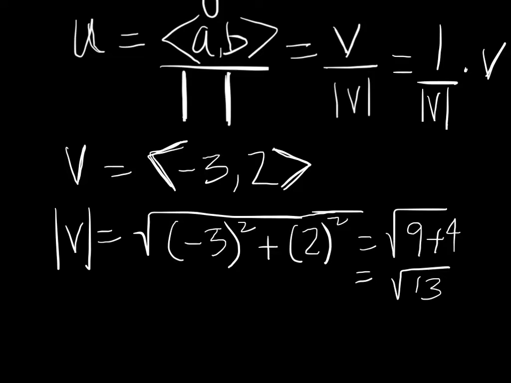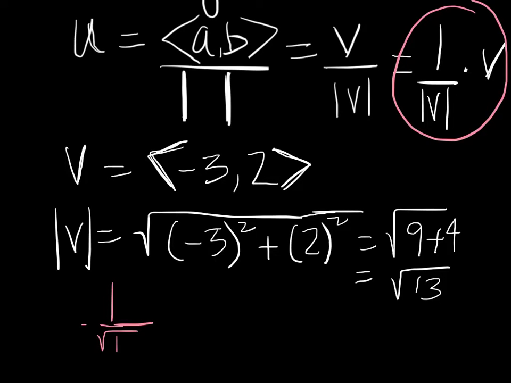Now to write this as a unit vector, I'm going to use this equation right here. I'm going to write it as 1 over the magnitude of v, which happens to be the magnitude of your vector, the square root of 13.